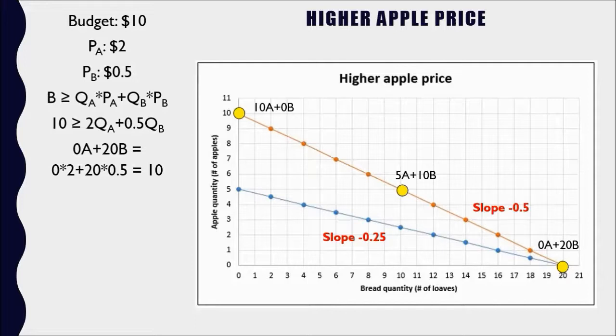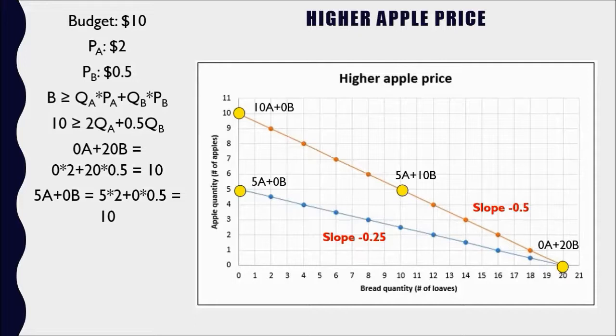Another combination of goods available for the customer is 5 units of apple and 0 units of bread. In the original example, the consumer could afford 10 units of apple when they didn't purchase any bread. This makes sense because the price of apple was half of the current price, meaning that consumers could afford twice as many units of apple.